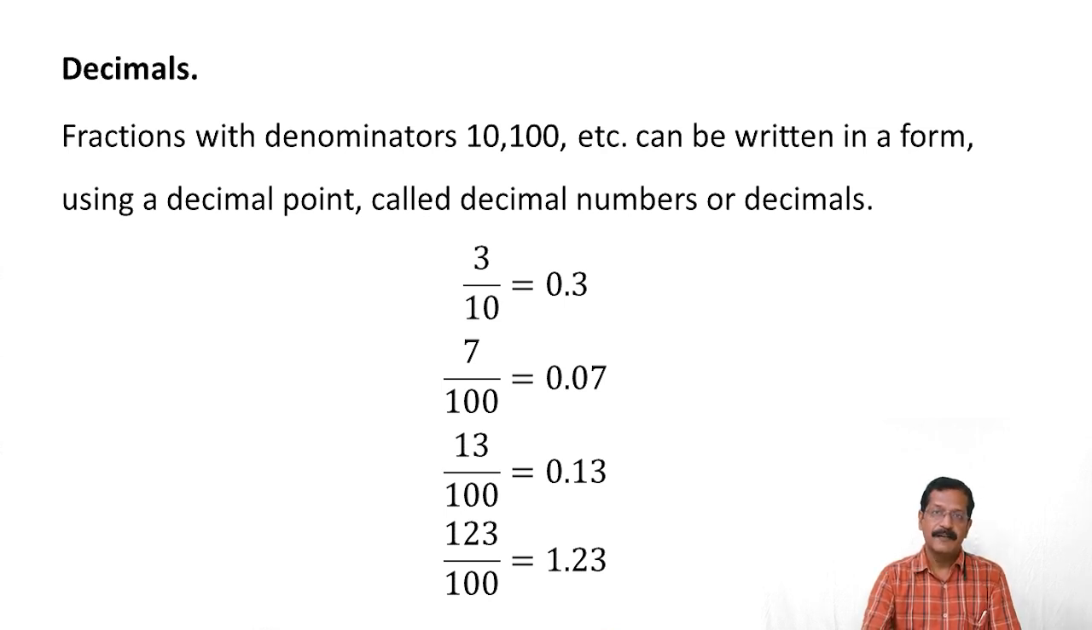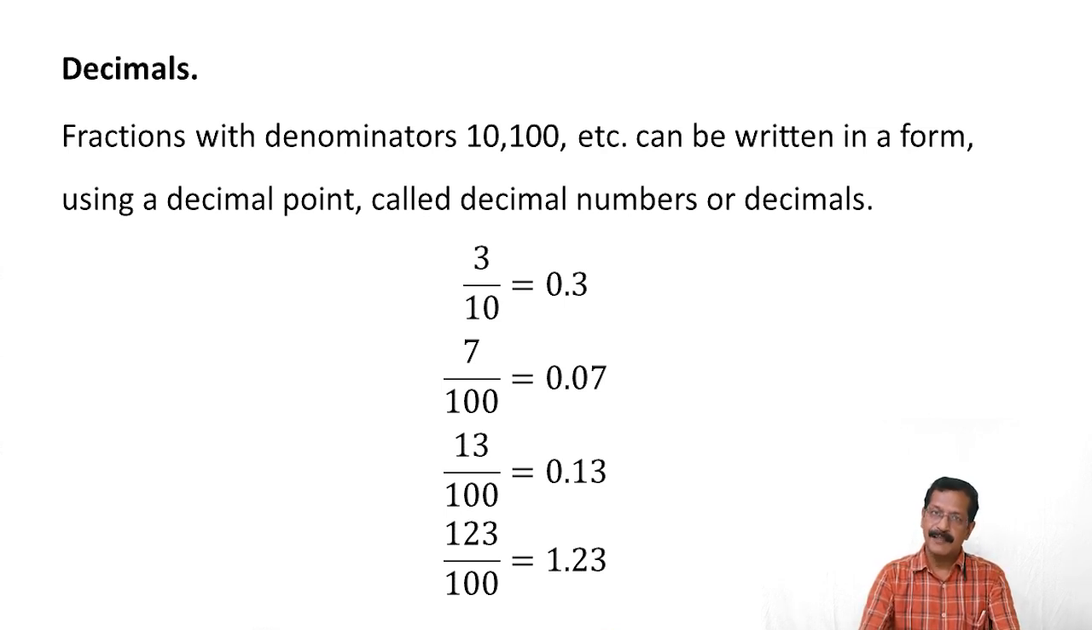7 by 100, the denominator is 100. 100 consists of 2 zeros. So 7 by 100 in decimals can be written as 0.07, not 0.7. We have to get 2 places there, 2 digits. So why? Because the denominator is 100 having 2 zeros. So it is 0.07.